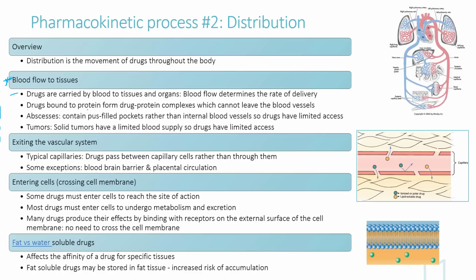Sometimes drugs can be bound to protein, and we'll look at that in the next slide, to form drug-protein complexes. And some tissues, for example abscesses, don't have sufficient blood supply, which means the drug that's in the blood can't actually get to it, right? Another example where blood flow to tissues decreases is a solid tumor. With a solid tumor, there are blood vessels superficially, but as you go deeper into the tumor, there's no blood vessel on the inside. And so the drug can't penetrate where there's no blood vessel.